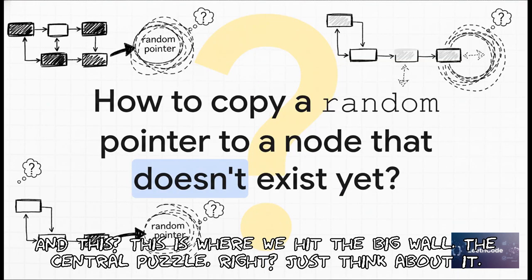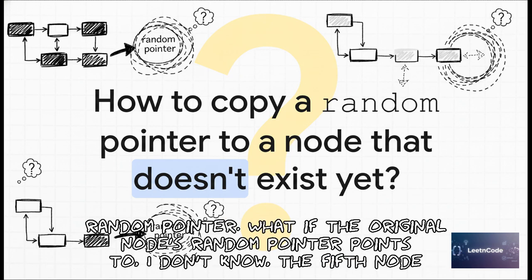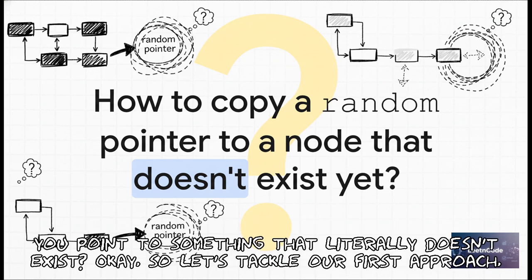And this is where we hit the big wall, the central puzzle, right? Just think about it. You're copying the very first node, you make its clone. Easy enough. But now you have to set its random pointer. What if the original node's random pointer points to, I don't know, the fifth node down the line? Well, you haven't even created the clone of that fifth node yet, so how in the world can you point to something that literally doesn't exist?